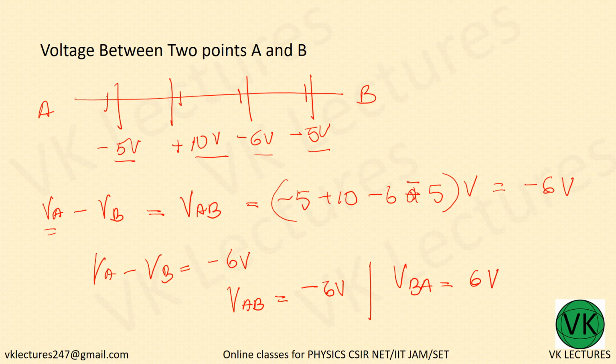If you want, you can try from the other end. For VBA, in that case you have to start from B and end at A, adding all the voltages along with the terminals, positive or negative. You will start from B. In that case, this will become positive. This will become positive. This again positive. This minus. This again positive.